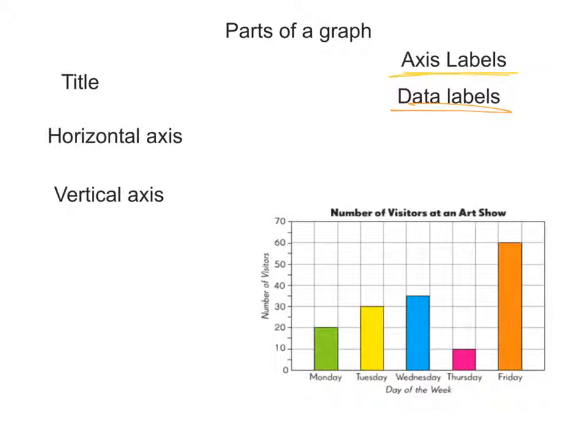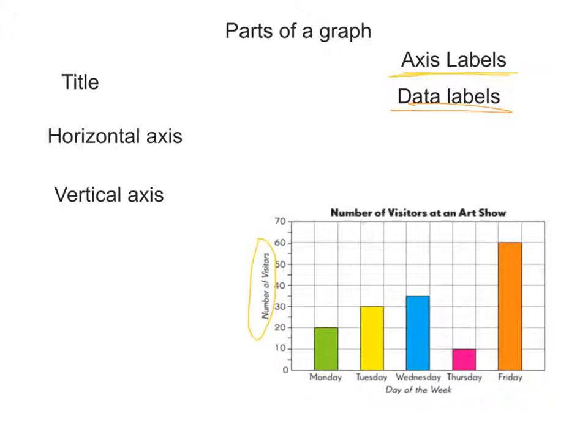So let's look again at the axis labels. This is an axis label. This is the vertical axis label, and it tells us what the numbers mean. So this 70 means that this would be 70 visitors. A 10 isn't just a regular 10, it's 10 visitors. The axis label labels this vertical axis what the numbers mean.